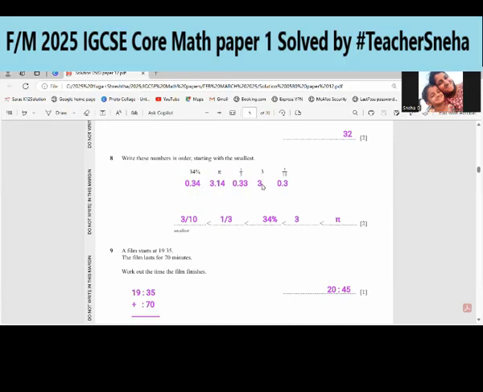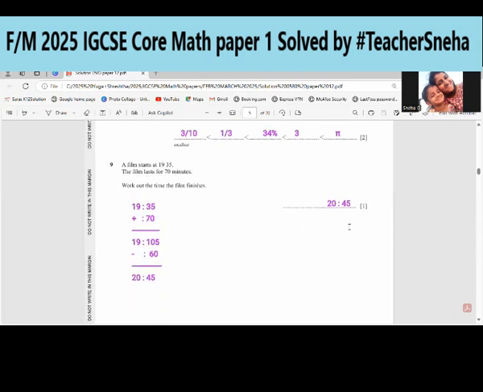Then there is a whole number 3. And 3 upon 10 as a decimal will be 0.3. Now arranging them from smallest to biggest, we see that 0.3 is the smallest number over here. So 0.3 means 3 upon 10 will come as the first number. Then comes 0.33, which is 1 upon 3. Then should be 0.34, so it's 34%. Then the whole number 3, and then the last one is value for pi.